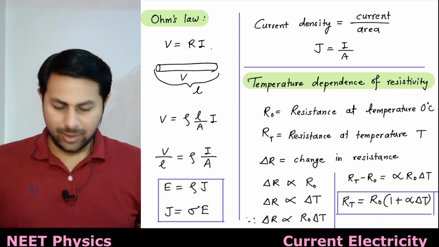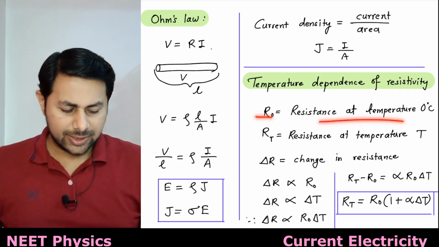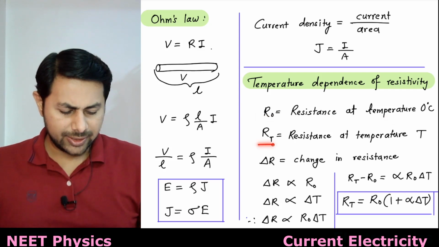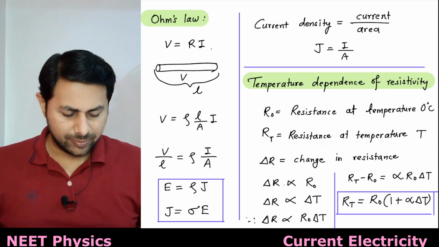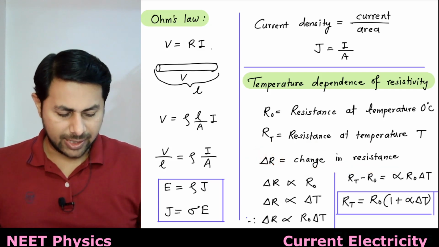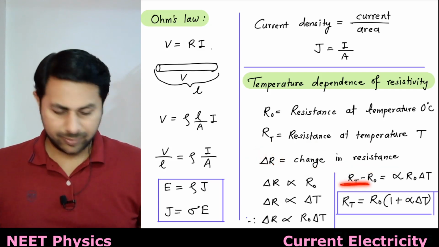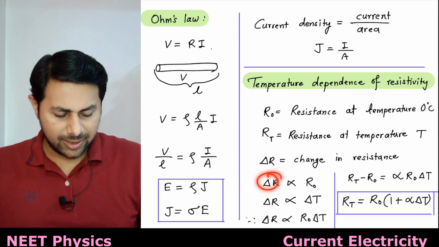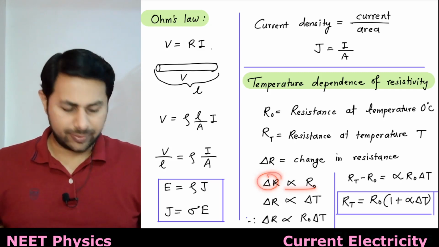All right. So R naught is resistance at temperature 0 degree Celsius. RT is resistance at temperature T. Delta R is the change in the resistance, that is, delta R is RT minus R naught. So this delta R would be directly proportional to R naught.